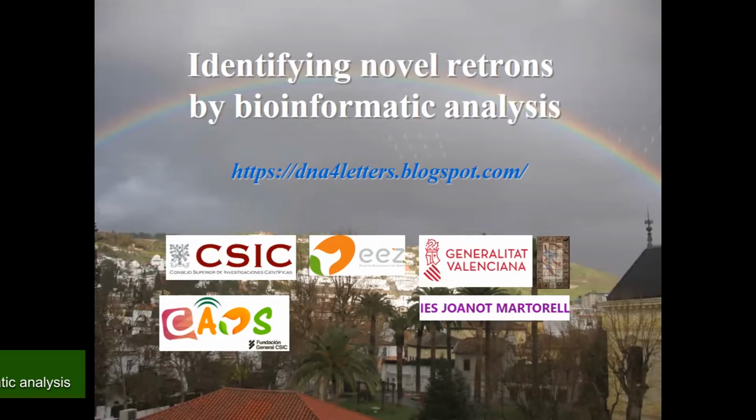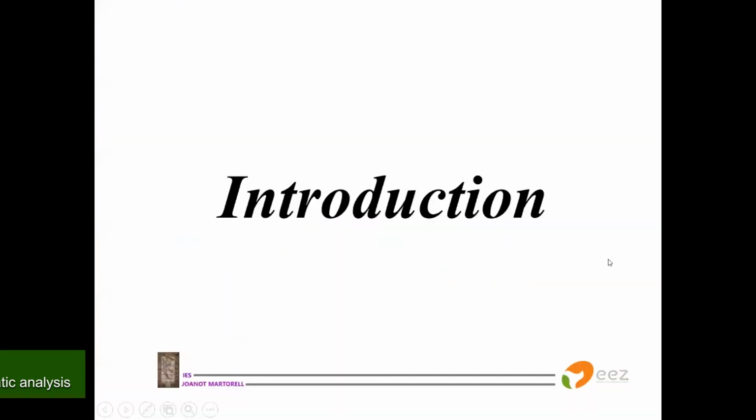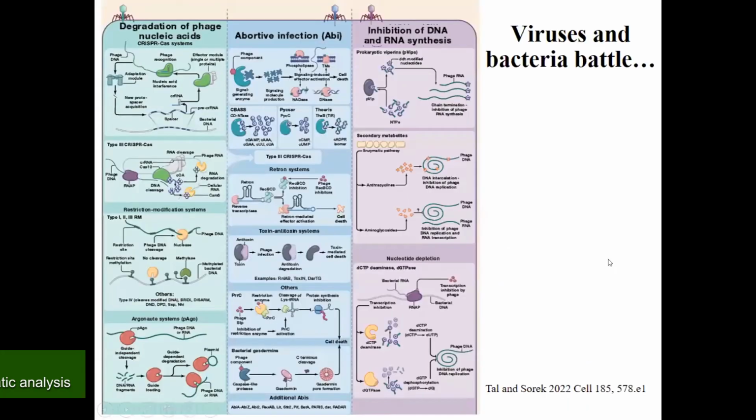Let me present a brief introduction about the topic of our work. Viral infection causes detriment to bacterial cells, killing them at the end of the infection cycle. Once attached to the cell surface, phages inject their nucleic acids into the cell to produce a new progeny. Bacterial defense strategies can be divided into three main types, based on degradation of phage nucleic acids, inducing an abortive infection, and inhibition of phage replication.